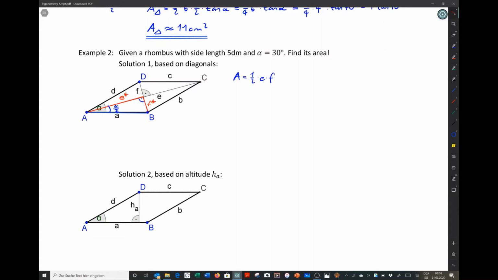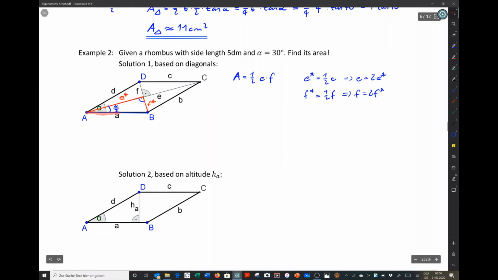Because the rhombus is a kite, ein Drachenviereck, we can calculate its area as 1/2 times e times f, the length of the diagonals. Also, because it's a kite, we know that the two diagonals are perpendicular to one another, and so this triangle here is a right-angled triangle. Since the rhombus is also a parallelogram, this length here is half of the diagonal and this as well. Now let us look at this right-angled triangle.